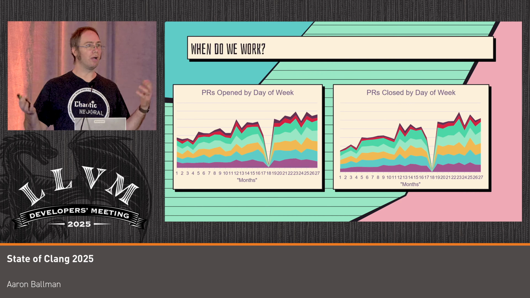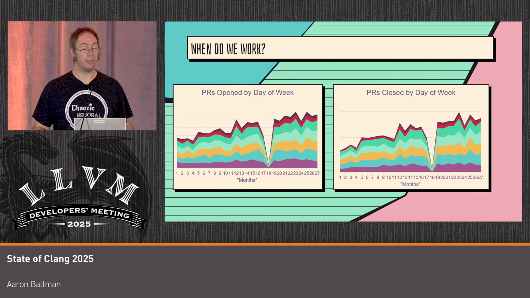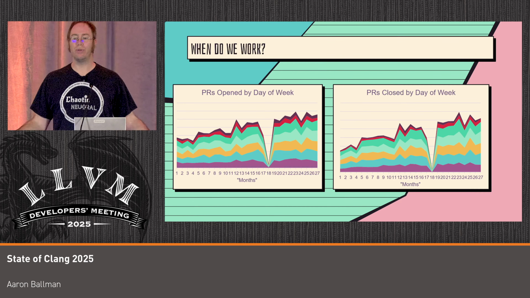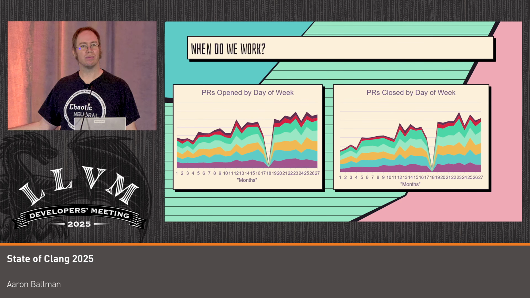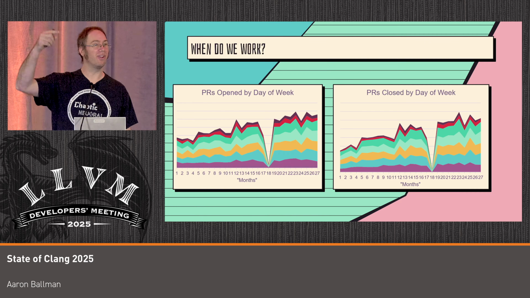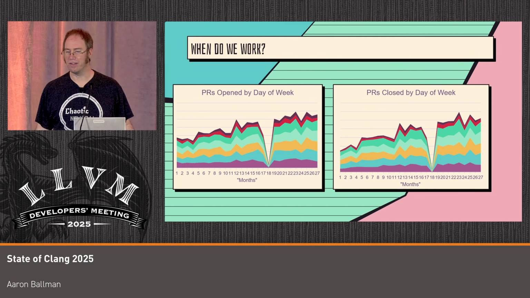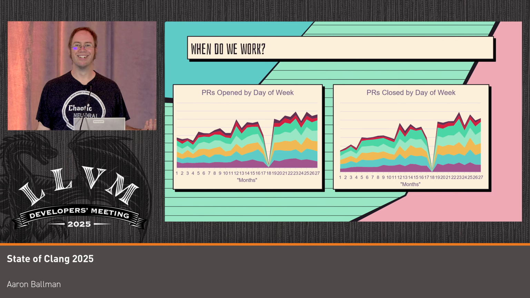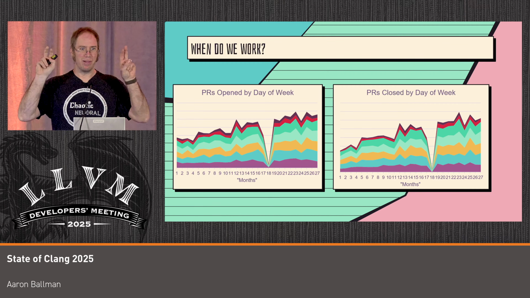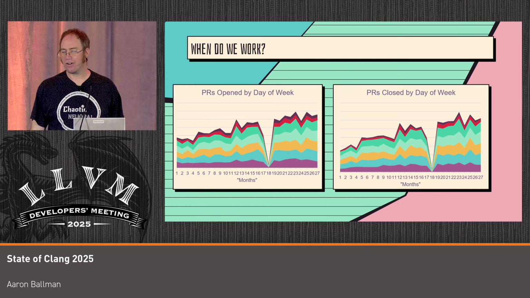So now a little bit about our community. I thought this was kind of interesting. I wanted to know when do we do our work? So the bottom is Monday, and then it goes Monday, Tuesday, Wednesday, all the way up through Saturday and Sunday on the very top. And one thing you'll notice on here is there's a dip somewhere. Can anybody guess where Christmas happened in 2024? Right around month 18. These are 4-week blocks, not actual months.